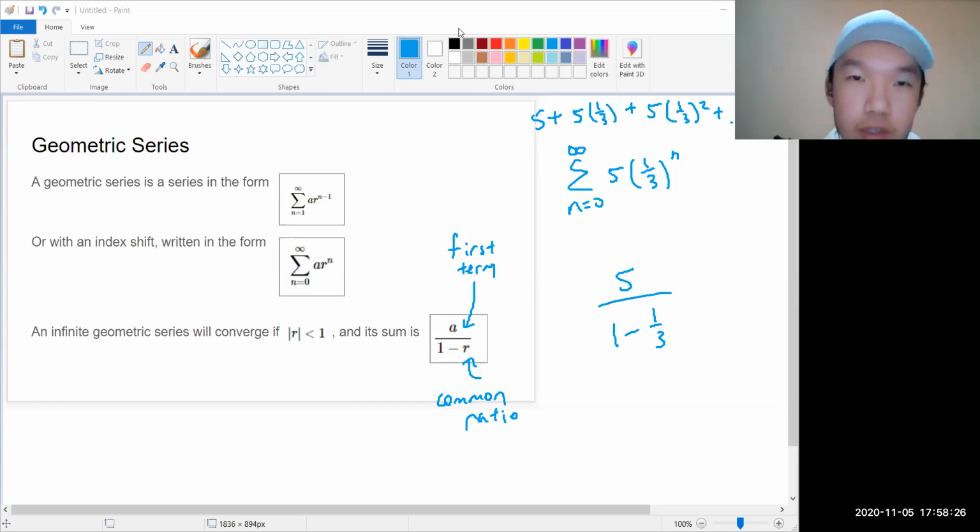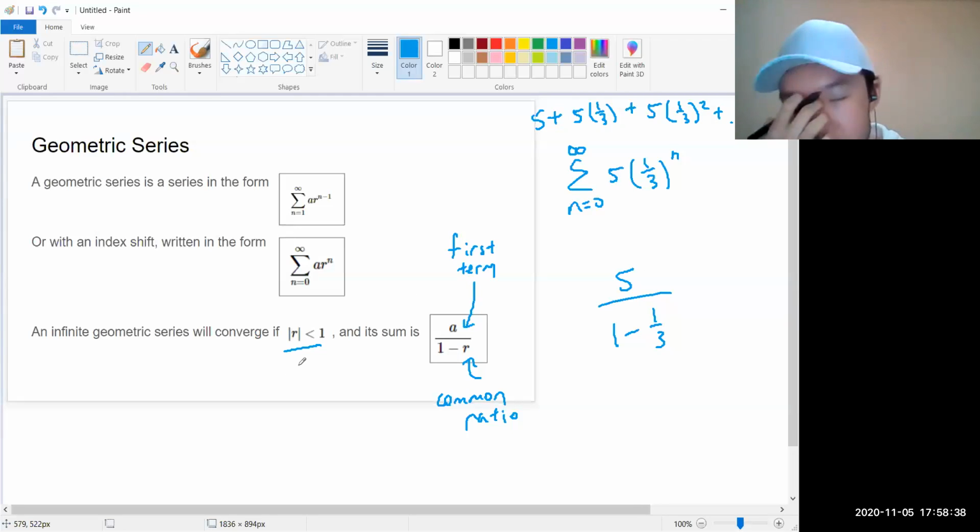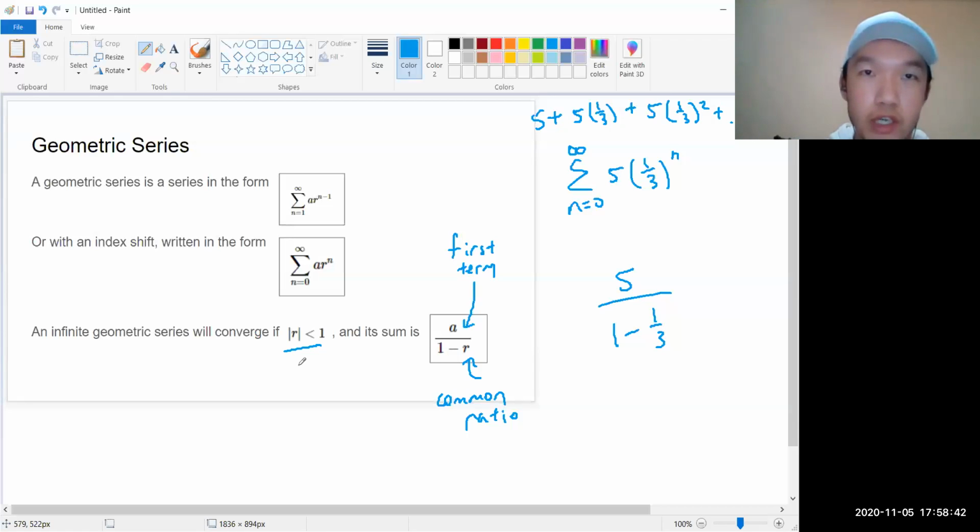Oh, yeah. So yeah, there is a rule for whether it'll converge or not. So here's the rule. It's whether or not the common ratio is less than 1. So it will only converge if the common ratio is less than 1. If the common ratio is greater than 1, then it's going to diverge. And if it diverges, then it doesn't really have a sum. The sum will be infinity if it diverges.